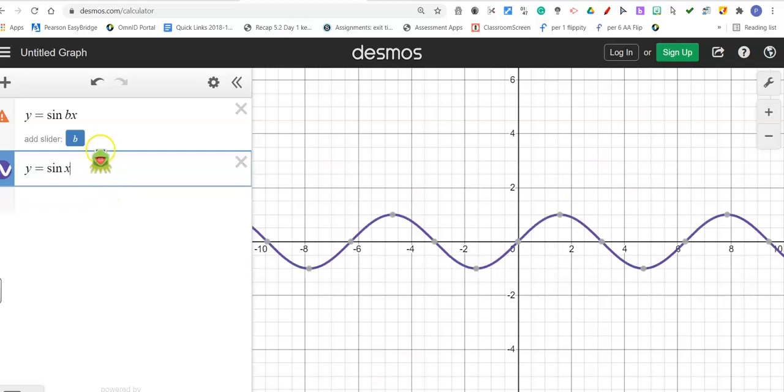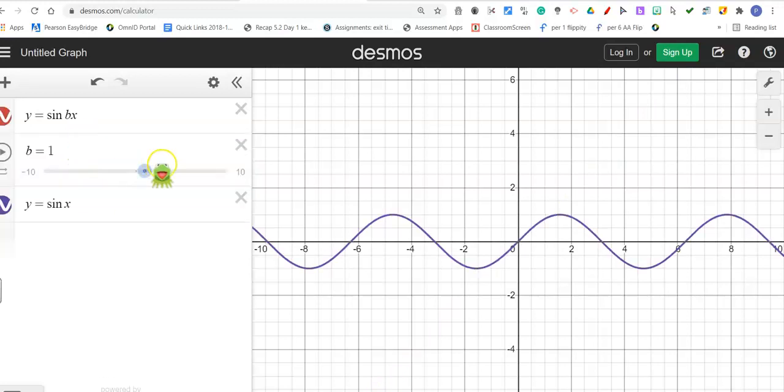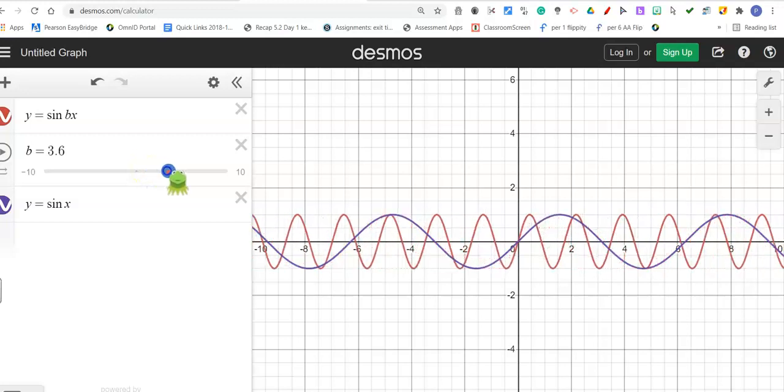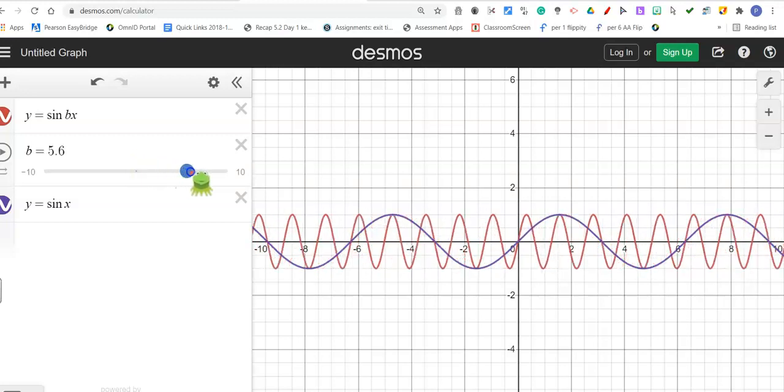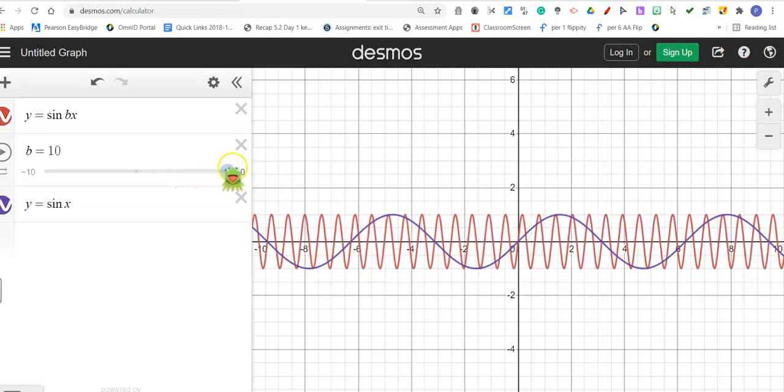There we go. So now I'm going to add the slider. And when b is 1, I have the sine of x, right? So I have the same thing. Now look what happens. When b is greater than 1, I'm getting more and more cycles in. So my period is shrinking.